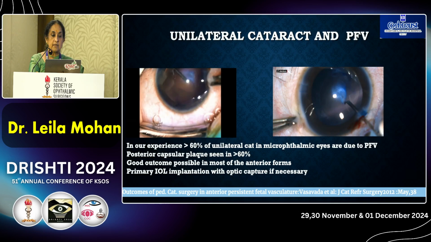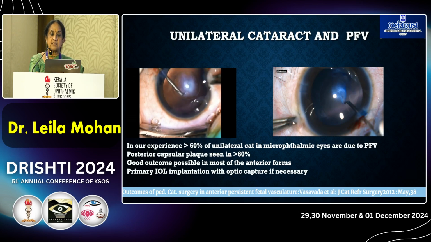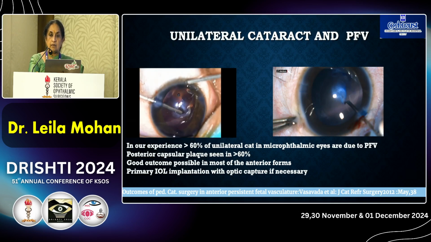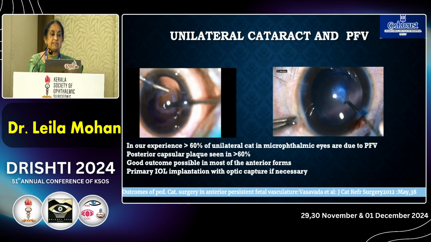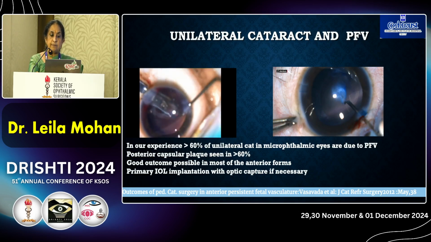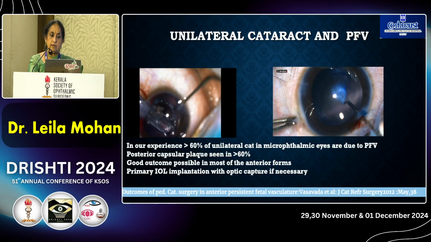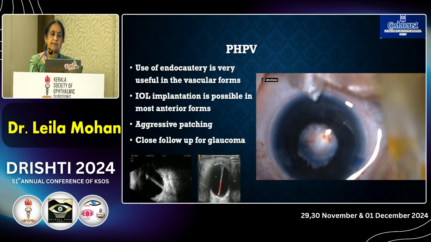And this is what our experience, that there are plaques which may be a residual remnant of PFV. 60% of our unilateral cataracts have these plaques, which may be due to PFV. Often we are able to put an implant, an IOL.